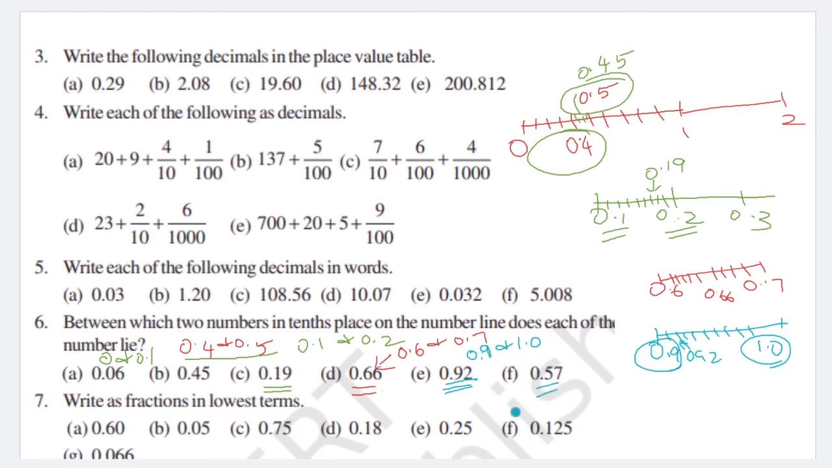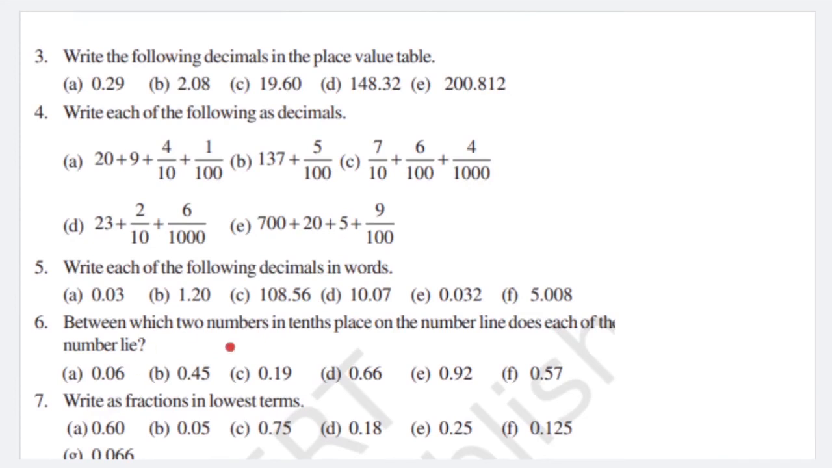The next one is 0.57. This will be 0.5. 10 divisions: 1, 2, 3, 4, 5, 6, 7, 8, 9. The 10th one will be 0.6. So it is the 7th one: 1, 2, 3, 4, 5, 6, 7. Here you have 0.57. This is 0.7. So the numbers will be 0.5 and 0.6. This 0.57 is lying between 0.5 and 0.6.